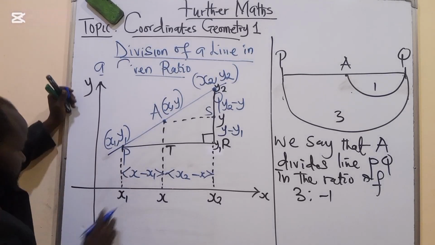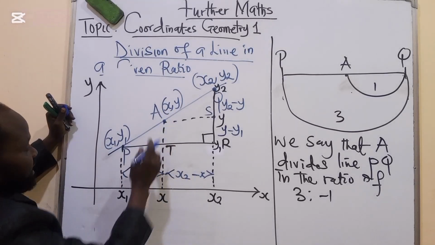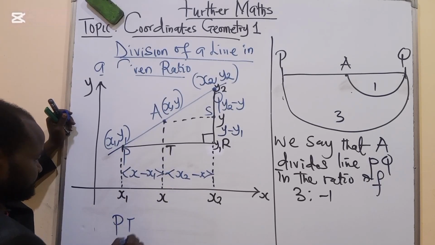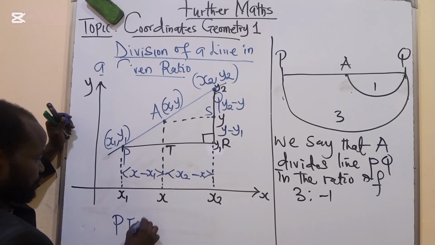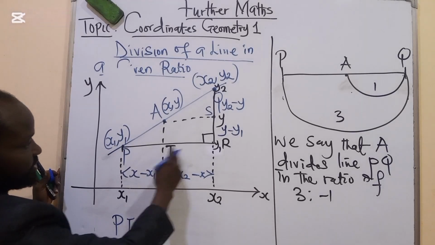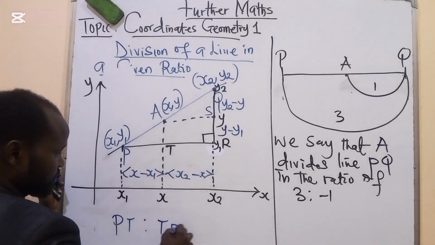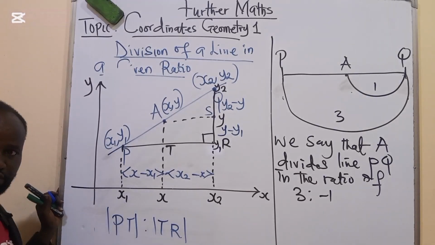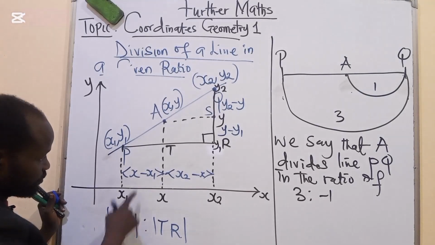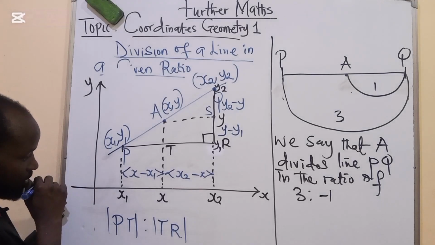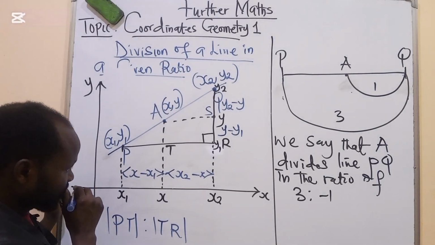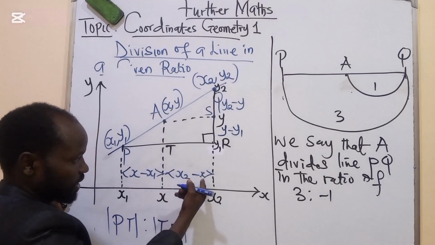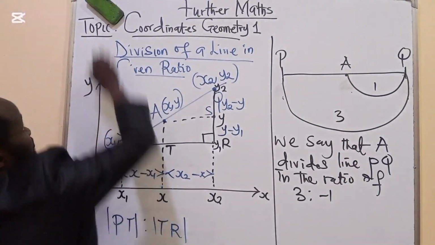Then from here, we can find the solution if we consider PT. Line A will divide line PT. Let's look at line PT ratio line TR. What are we going to have? Let's compare these two. Length RT, which is x2 minus x1, will correspond to x2 minus x. Let's move here.